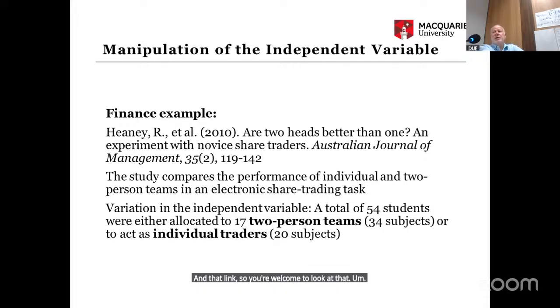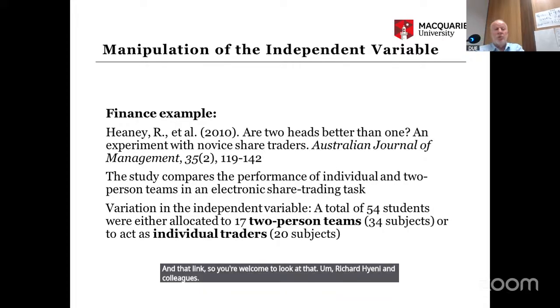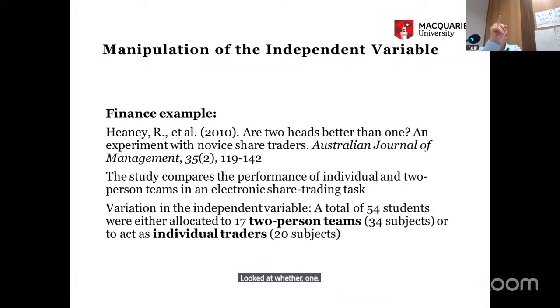Richard Haney and colleagues looked at whether one investor was different from 2 or more. Yeah, so 2 heads better than 1. So two, and we're going to do something like this shortly.